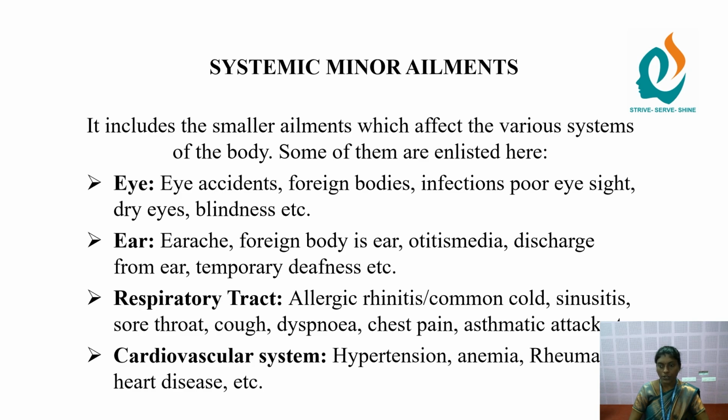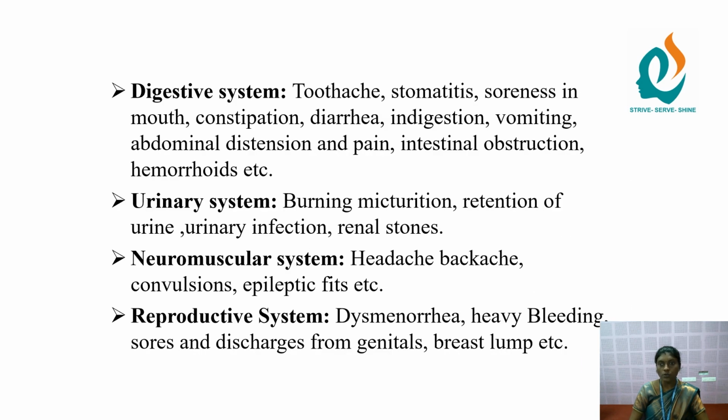Cardiovascular system: hypertension, anemia, rheumatic heart disease, etc. In the digestive system: toothache, stomatitis, soreness in mouth, constipation, diarrhea, indigestion, vomiting, abdominal distension and pain, intestinal obstruction, hemorrhoids, etc. These are all the conditions of minor ailments in the digestive system. Next is the urinary system: burning micturition, retention of urine, urinary infection and renal stones. These are all minor ailments.